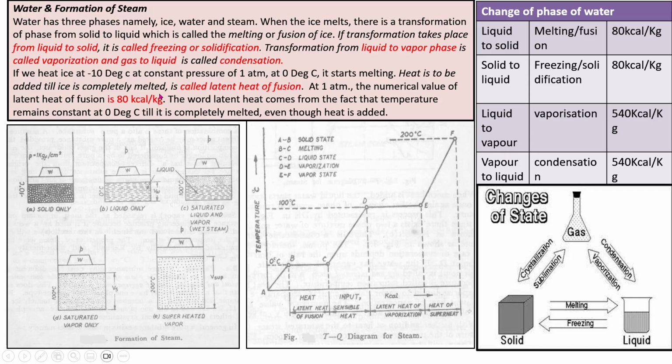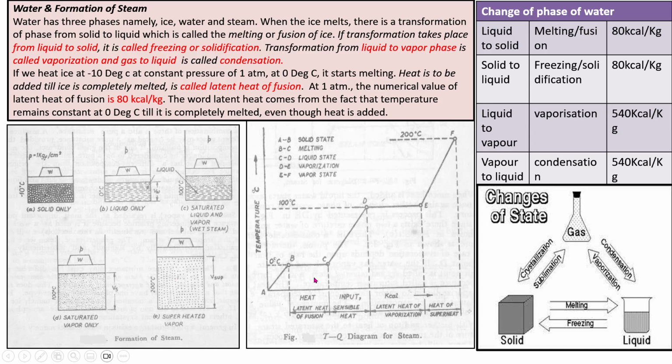Heat is to be added till it is completely melted. It is called the latent heat of fusion. At 1 atmospheric pressure, the numerical value of latent heat of fusion is 80 kilocalorie per kg. The word latent heat comes from the fact that the temperature remains constant at 0 degree centigrade till the ice is completely melted. Even though heat is added, the temperature remains the same, and then all ice will be converted to liquid.